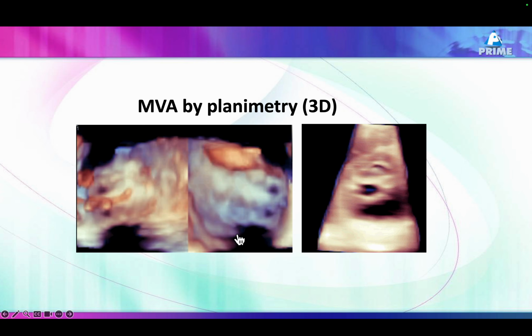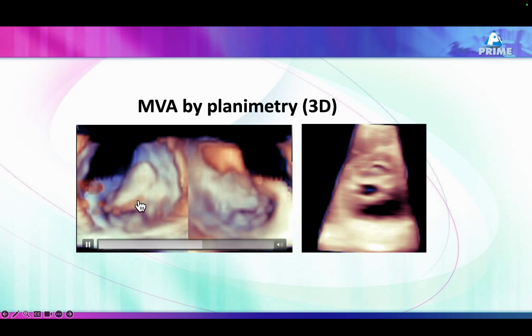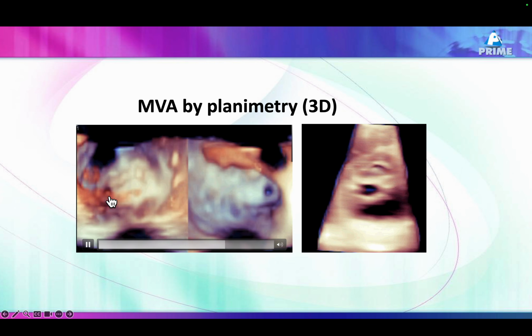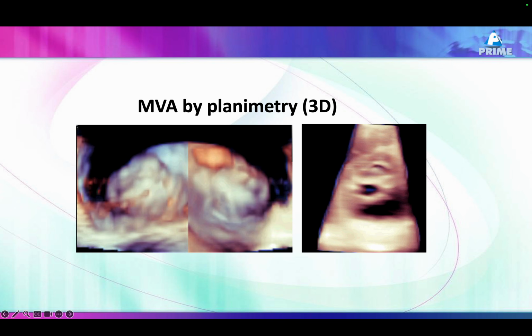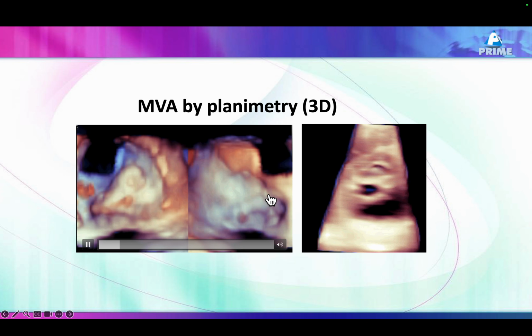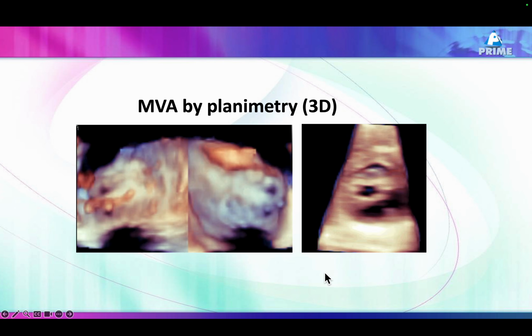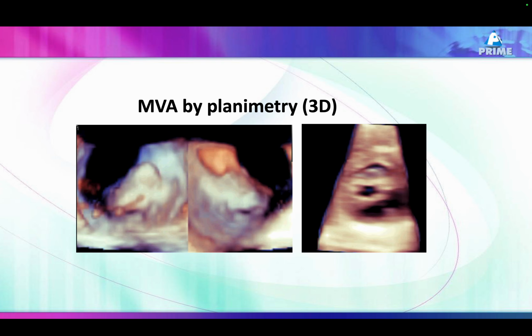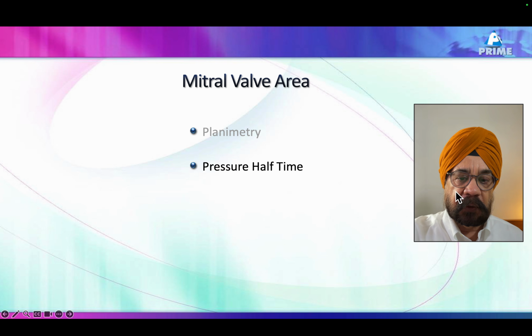Similarly in this patient, this is an atrial side view, this is the ventricle side view. Look at the mitral valve opening just on one side. You may not be able to get the view properly unless you make it in the middle, and then you can actually planimeter this very nicely.